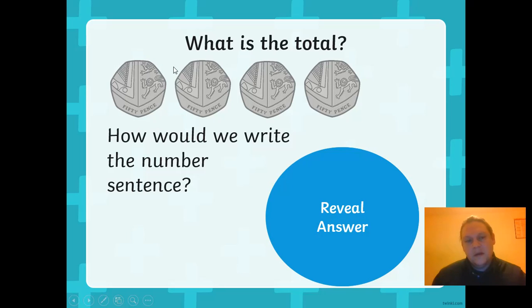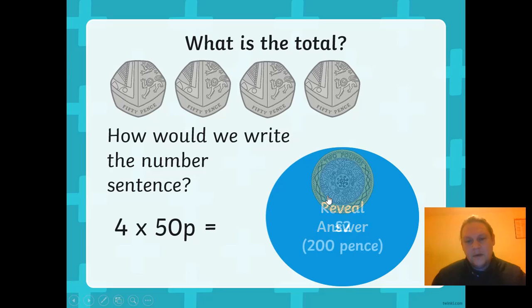So this is £1, isn't it? These two 50p's are £1, and then these two 50p's are also £1. So really, we can see we've got £2 here, okay? So we've got 4 times 50p as our number sentence. Our answer is going to be £2. Now, £2 is the same as 200 pence. We know that £1 is 100 pence, so £2 is 200 pence. Okay, next one.